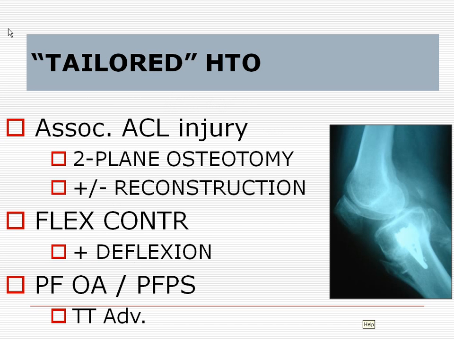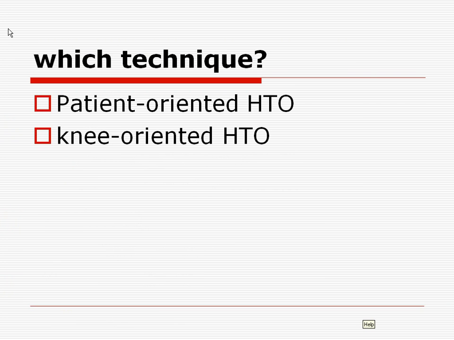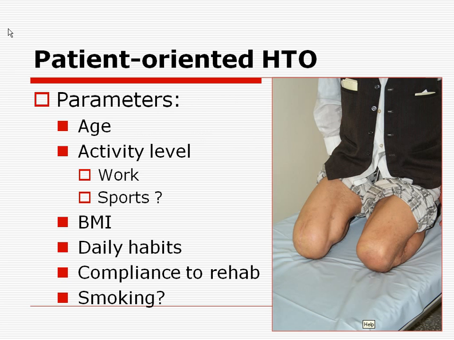Tailored HTO is a concept to deal with all the problems around the knee joint, combining HTO and other techniques. You can combine ligament reconstruction or changing the tibial slope with high tibial osteotomy. You can deal with significant flexion contractures by deflexion at the same time, and you can also deal with significant patellofemoral problems by the advancement of the tibial tuberosity. We should keep some parameters. They should target the patient, they should target the knee. Patient-oriented HTO parameters are important in choosing the HTO patient.